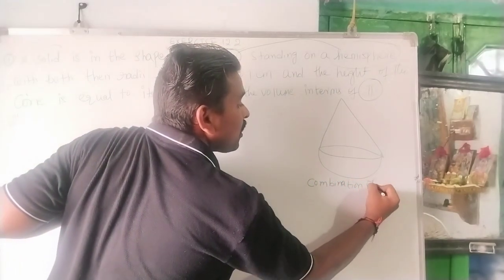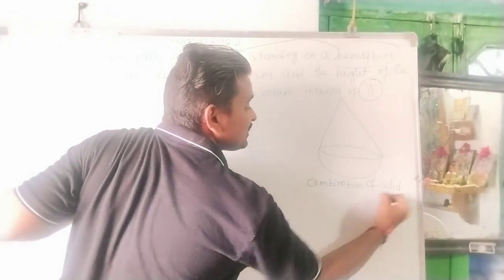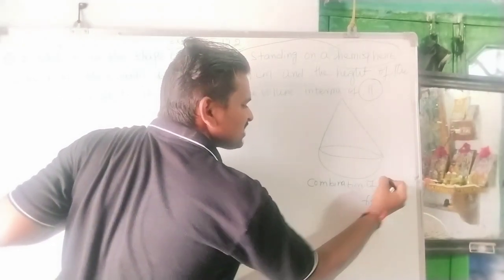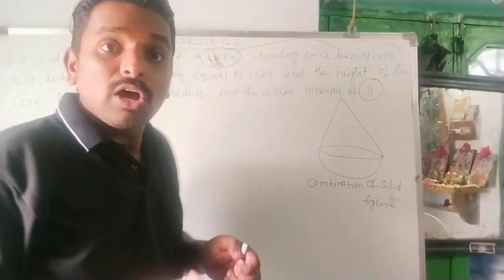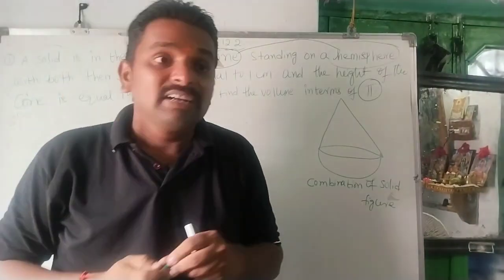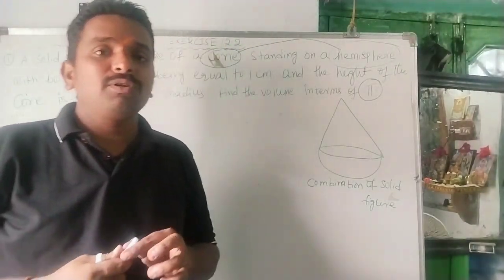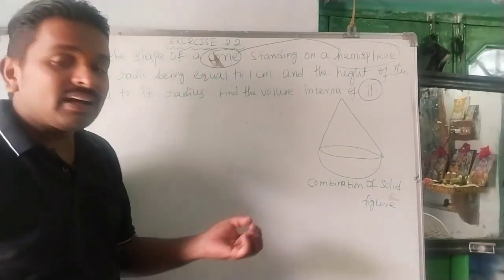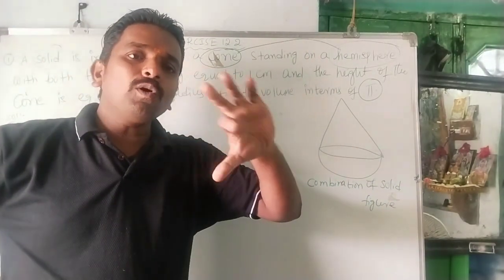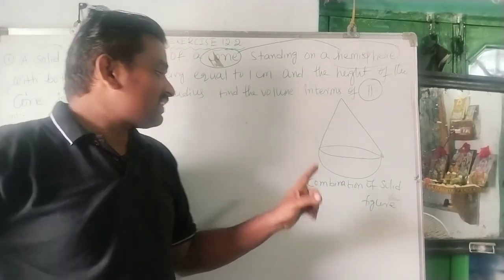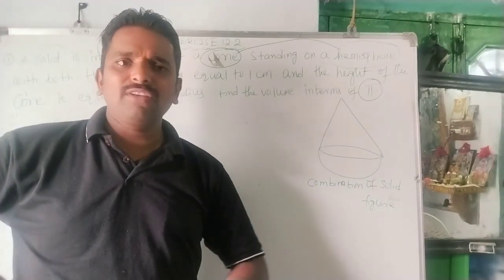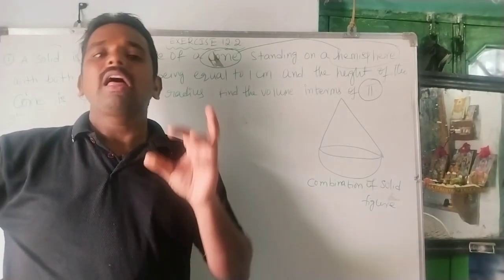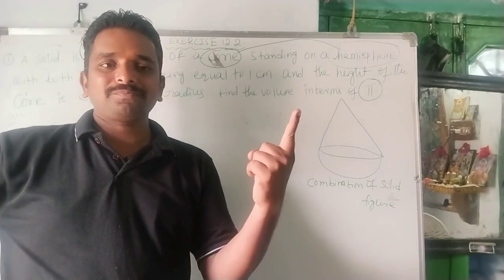Combination of solid figure. What is a combination of solid figure? Combination of solid figure means that the figure will be formed by more than one 3D figure. If a figure is formed by more than one 3D figure, that figure is called a combination of solid figure. If you observe, an ice cube is not an example of a combination of solid figure. An ice cube is just one figure, right?